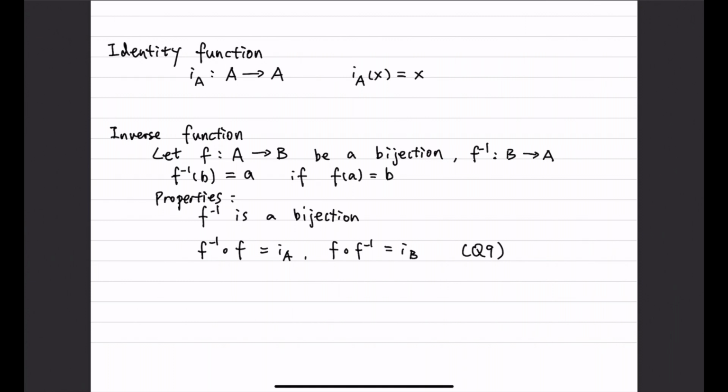So there are a few properties. First of all, f inverse is also a bijection, or a bijective function. The second property here is easy to verify. It says that f inverse composed with f is equal to the identity function on set A, and the composition of f and f inverse gives the identity function on set B. And we will verify this property in question 9 of the tutorial.